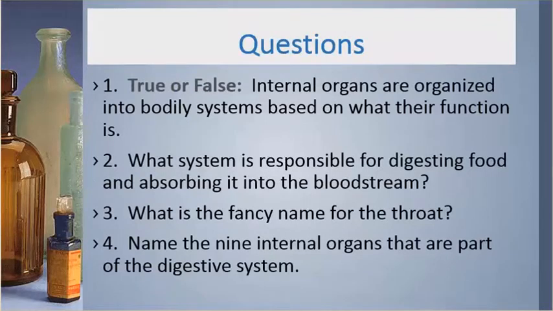Number 1, true or false? Internal organs are organized into bodily systems based on what their function is. Number 2, what system is responsible for digesting food and absorbing it into the bloodstream? Number 3, what is the fancy name for the throat? Number 4, name the 9 internal organs that are part of the digestive system.